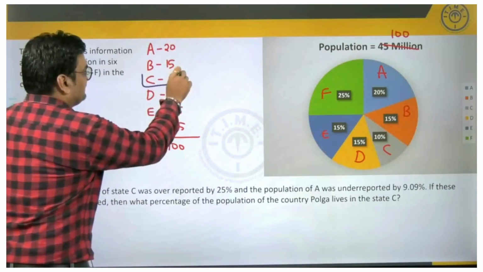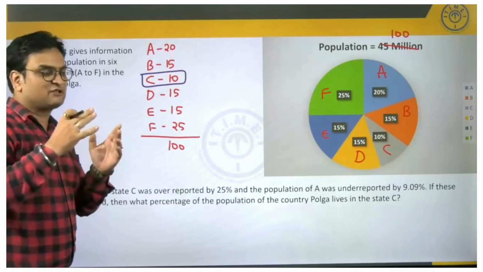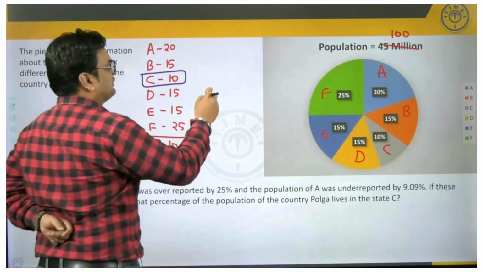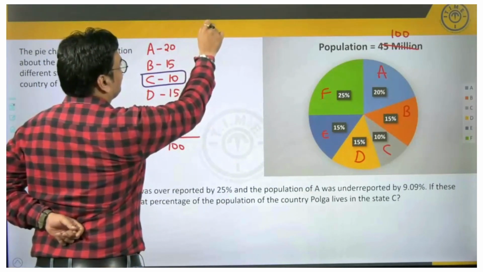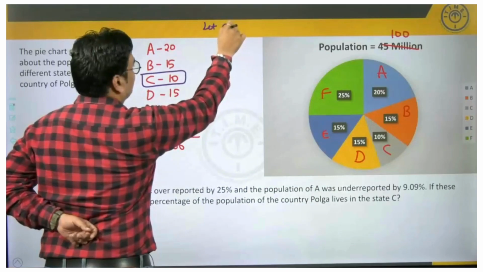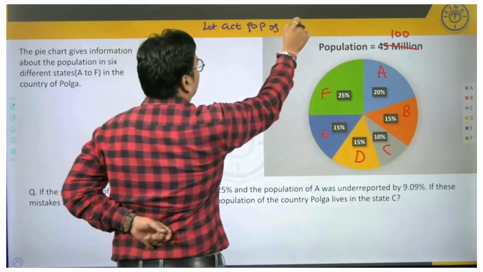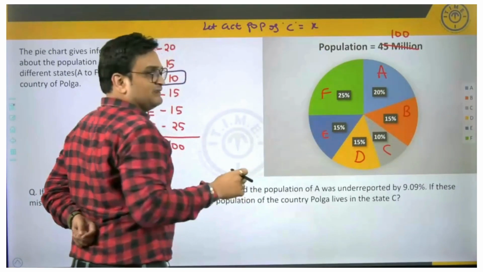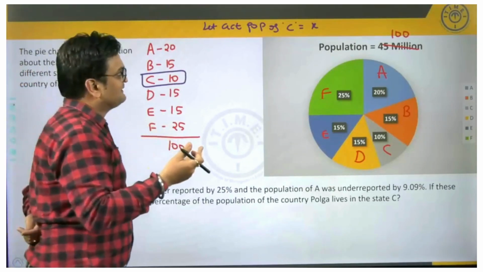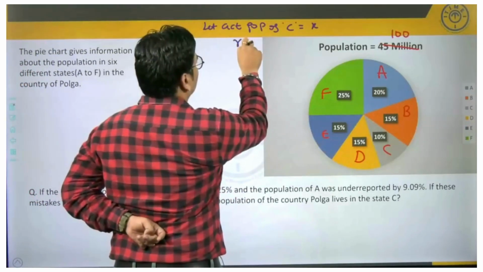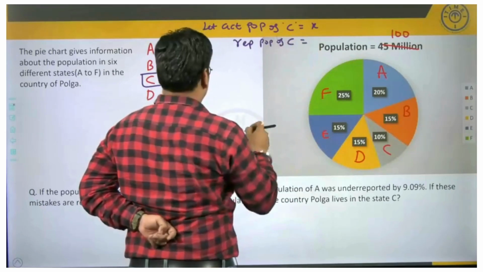This population has been over reported by 25%. Means what? If the actual population of C was some X, then the reported value is over reporting, we are showing in excess. Then the reported population of C will be how much?